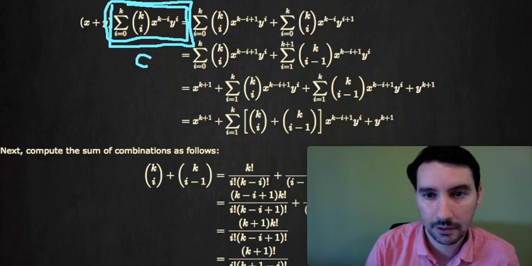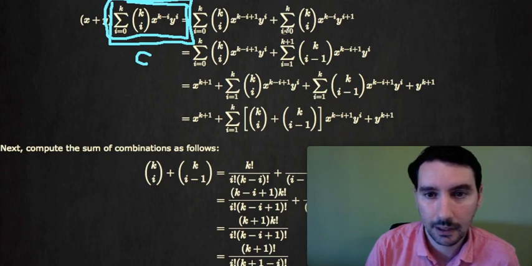Then we want to shift the index in the second sum. So the second sum is going from 0 to k, and instead we want it to go from 1 to k plus 1.